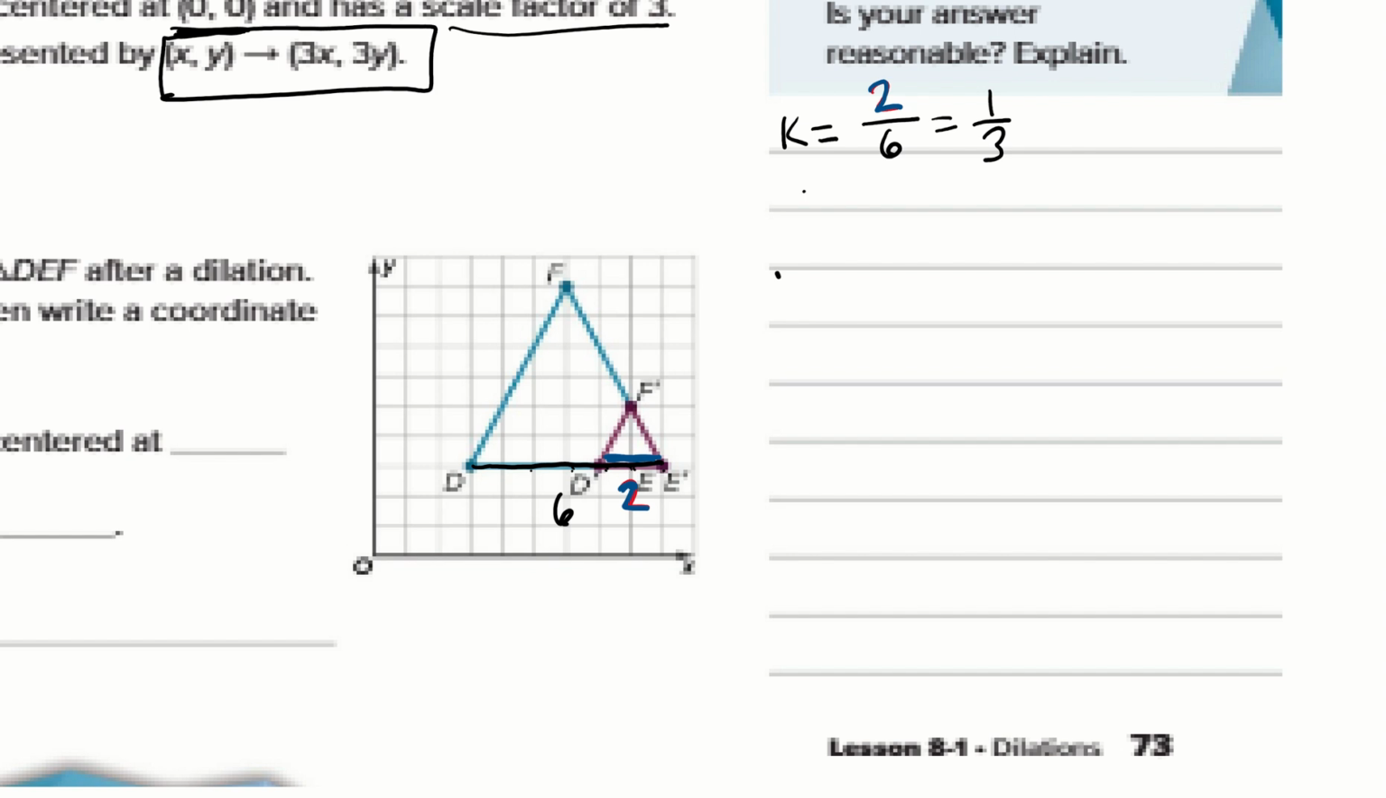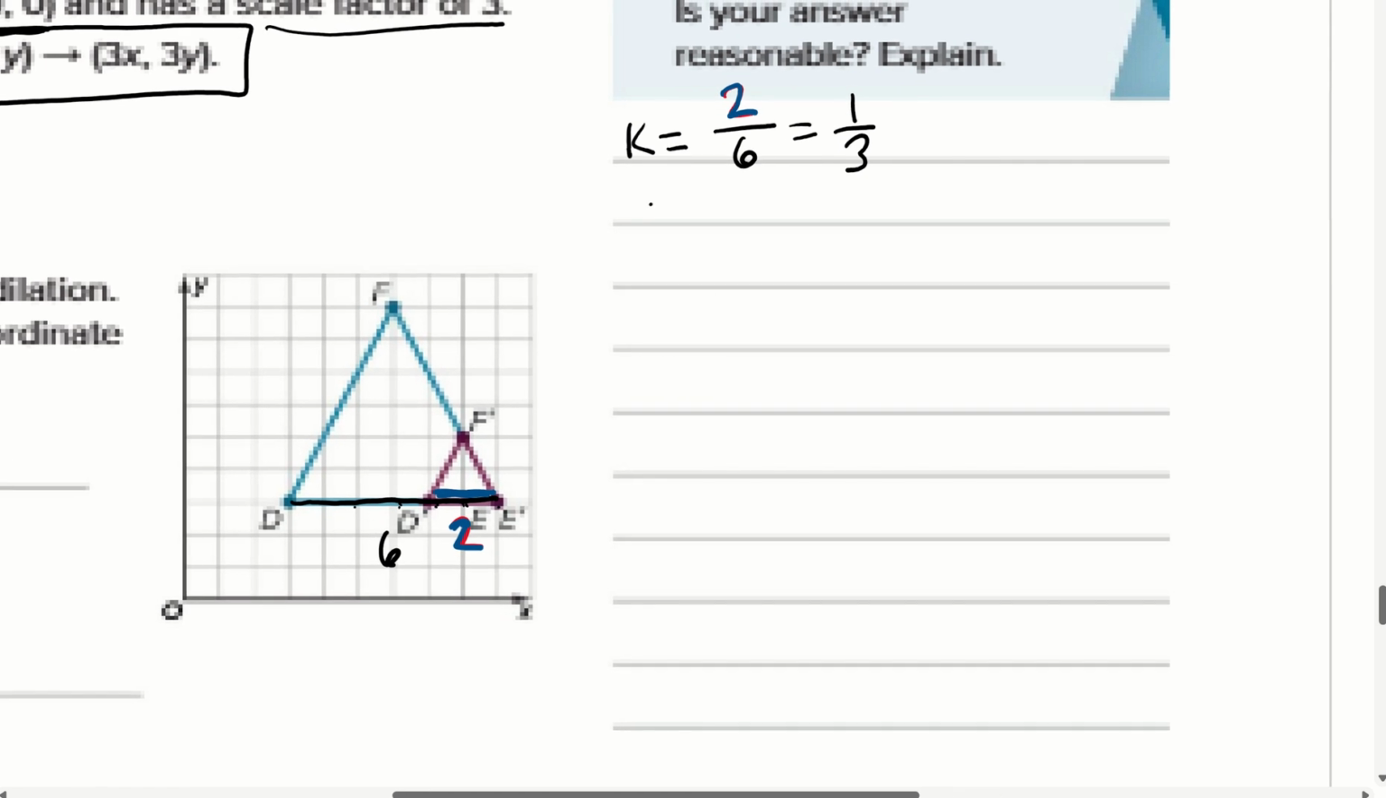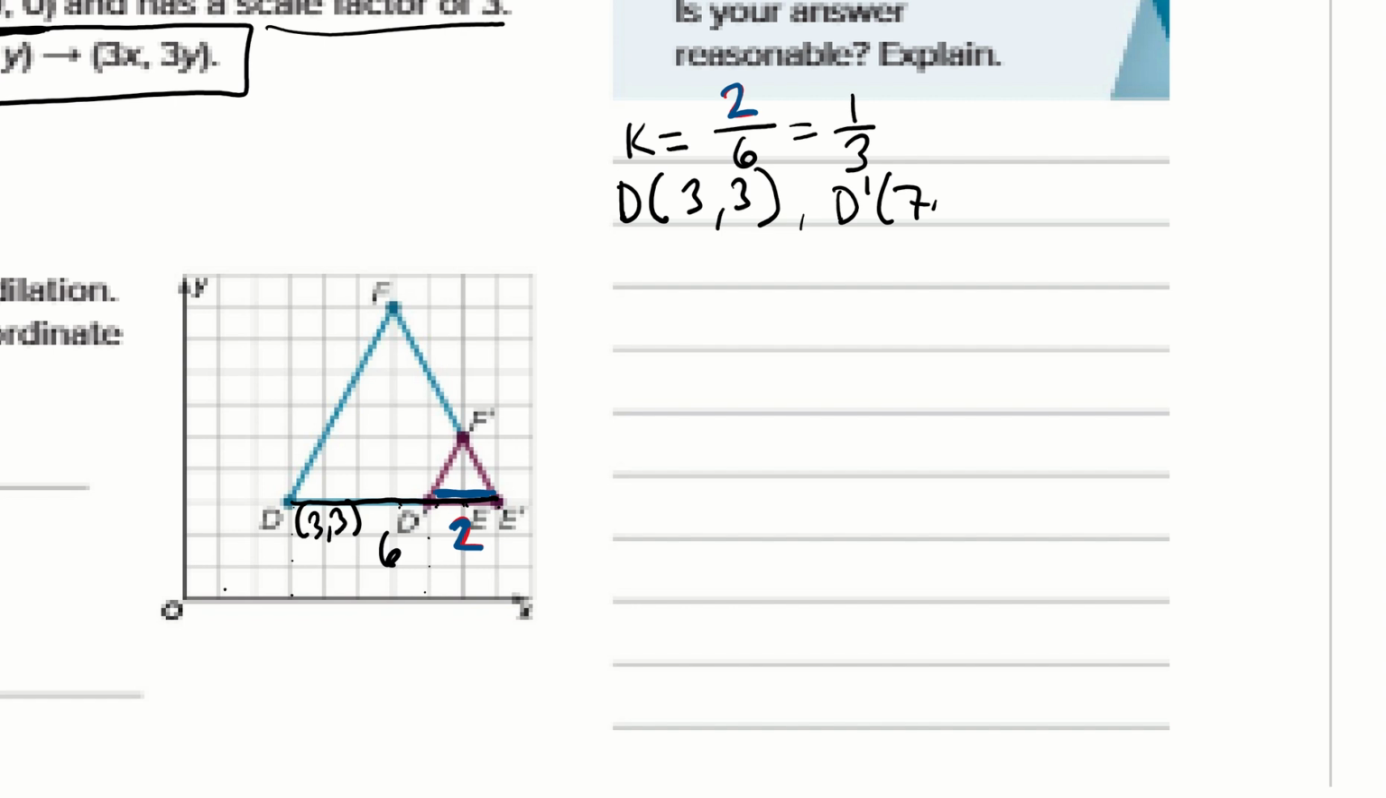Now, for the center of dilation, we want to figure out what that is. We need to use that formula, right? So let me write that formula down just so that we have it. Well, first off, which points do we want to use? Let's just use D and D prime. So D is 1, 2, 3, 1, 2, 3. So this is 3, 3. That's D, and then D prime is 7, 1, 2, 3. So it's 7, 3. Okay, so this is 3, 3, and then D prime is 7, 3.